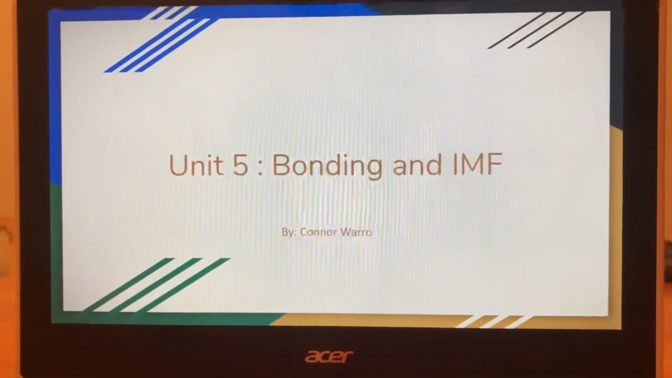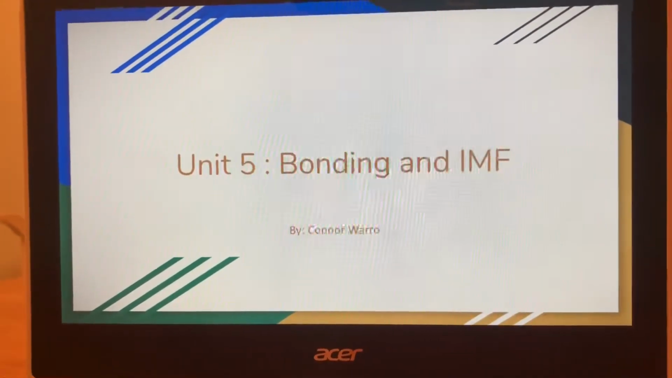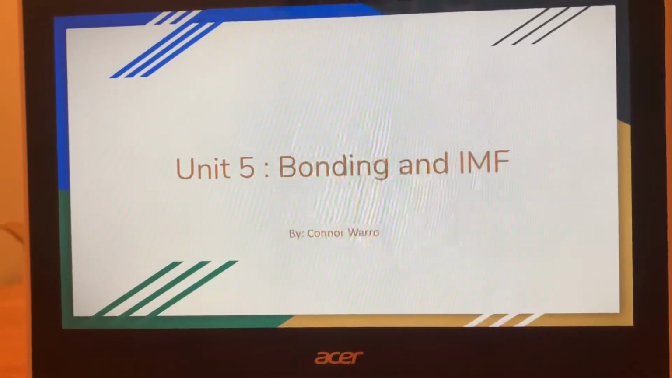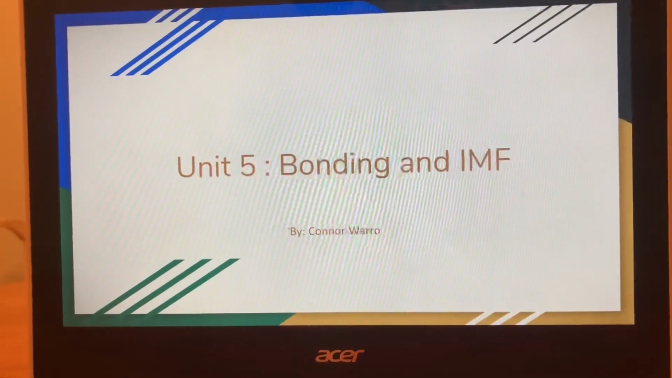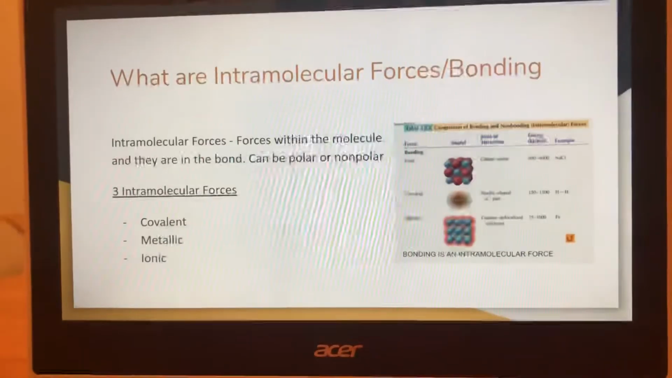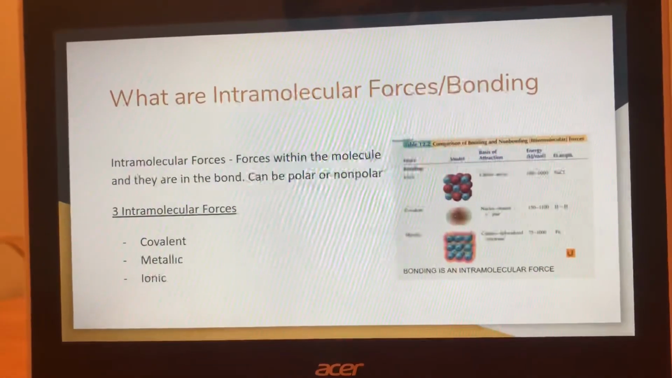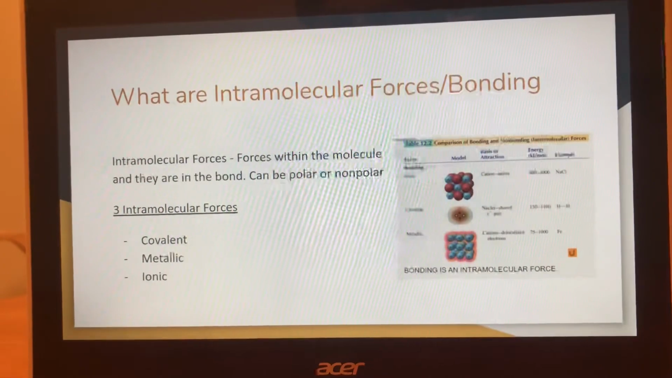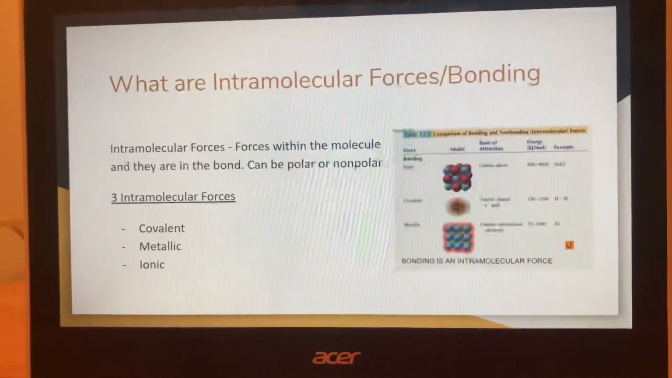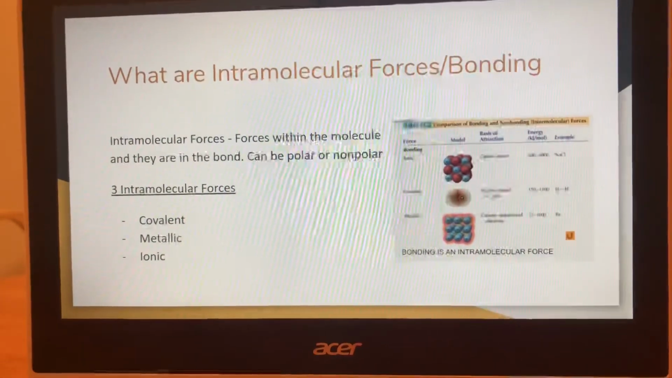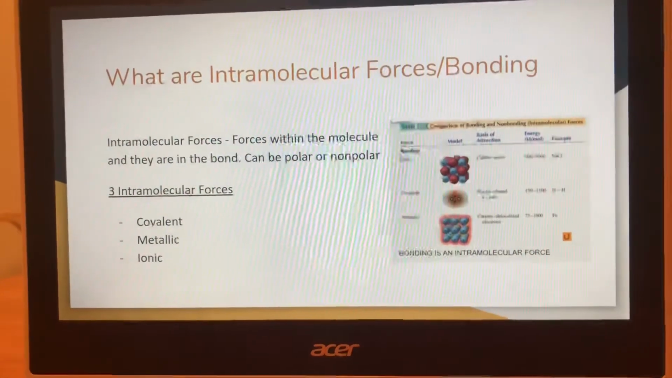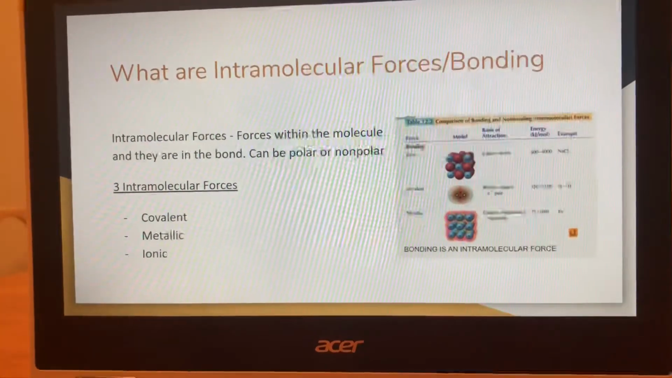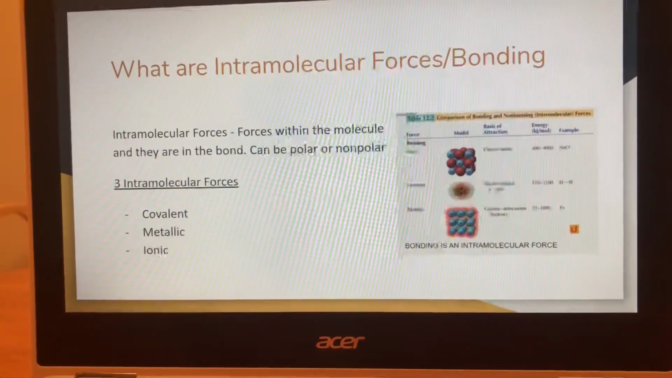Alright, so for my research project, I did Unit 5, which is Bonding and IMF. So first, what are intramolecular forces slash bonding? Intramolecular forces are forces that are within the molecule and they are in the bond. They can either be polar or nonpolar. So the three intramolecular forces are covalent, metallic, and ionic.